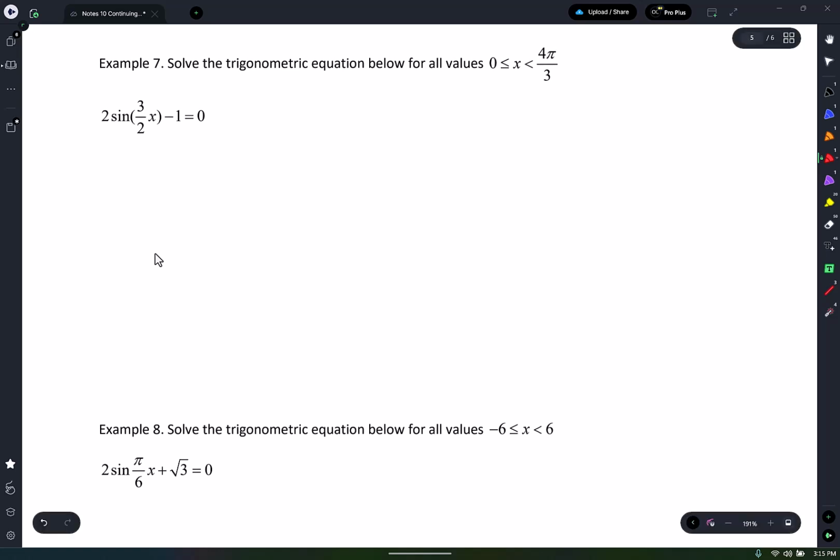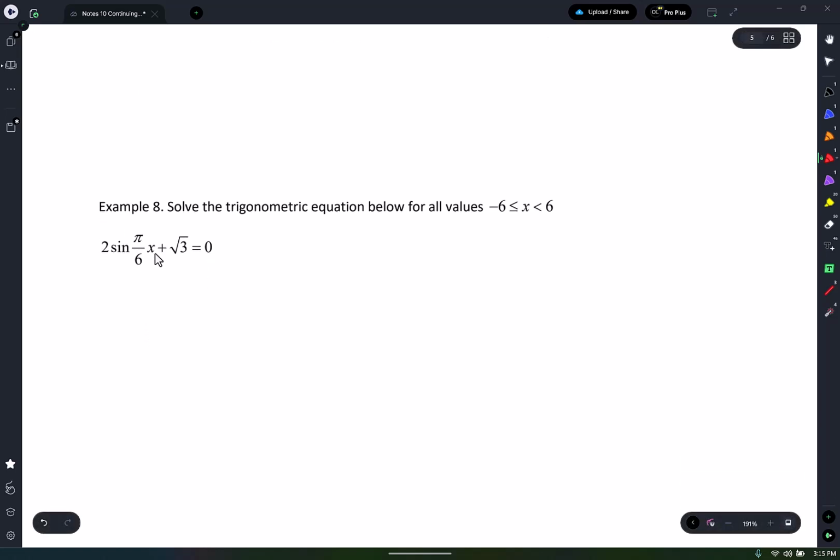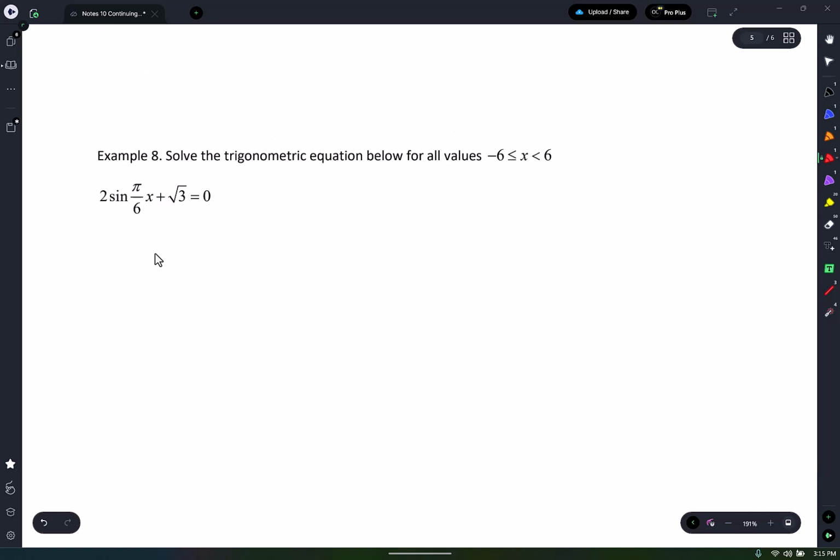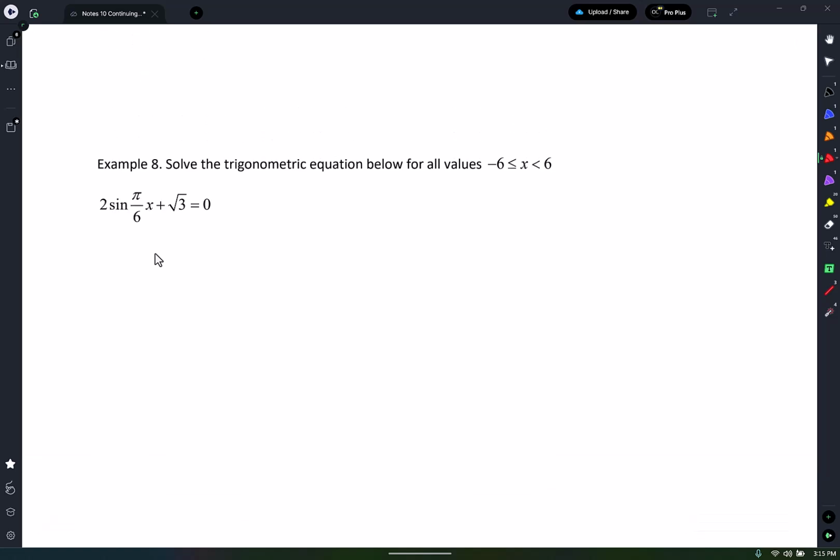All right, look at this. Do you need a calculator for this? No, you don't. I'm solving for x. Don't worry, guys. We're almost done. We got 3 questions left, and then we're done. All right, here we go. Move the square root of 3 to the right. So 2 sine pi over 6x equals negative square root of 3. Are we okay?